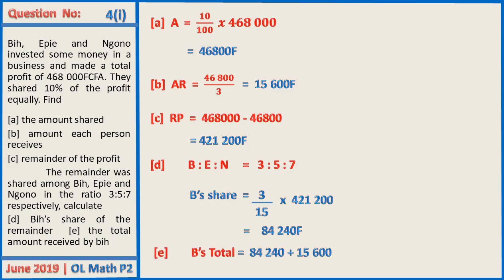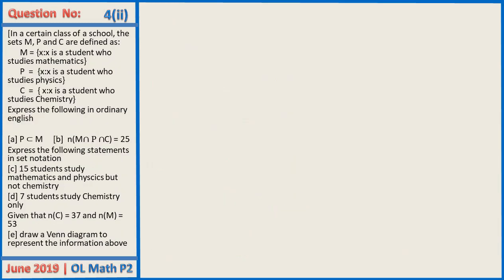Then E, to calculate the total amount received by B. B, first of all, receives 15,600 plus now the 84,240, giving us 99,840 francs.